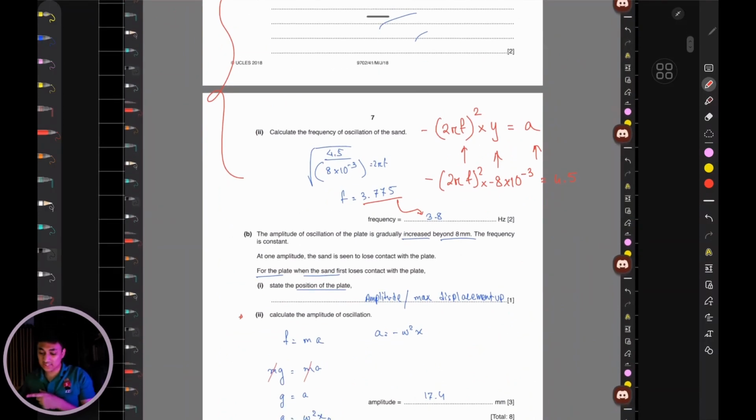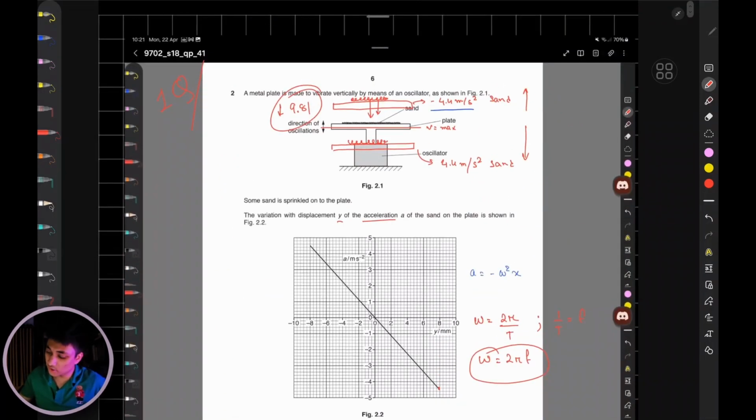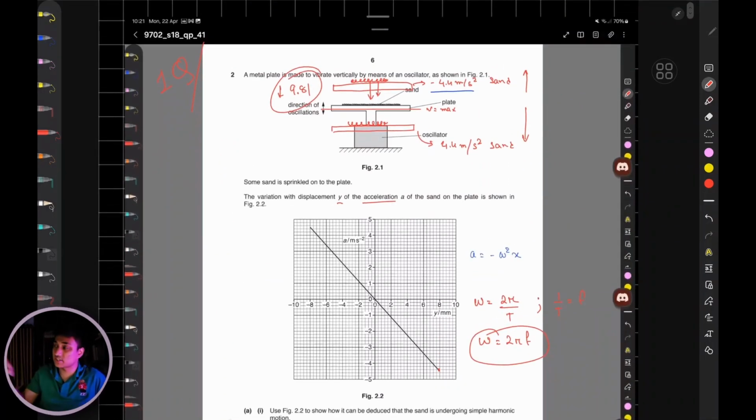So you're going to say in this part 1 of B that at amplitude, or at max displacement, the sand particles will lose contact with the plate, right? It's going to lose contact with the plate. Fair enough. So hopefully you understand why it's going to lose contact, because the plate stops exerting any force and the sand particles are going to fall on their own due to gravity, 9.81.